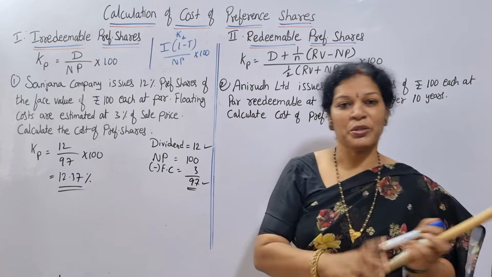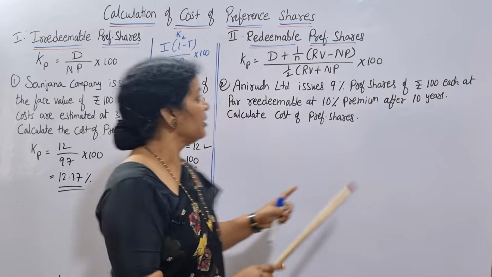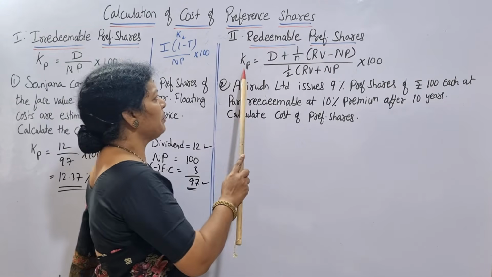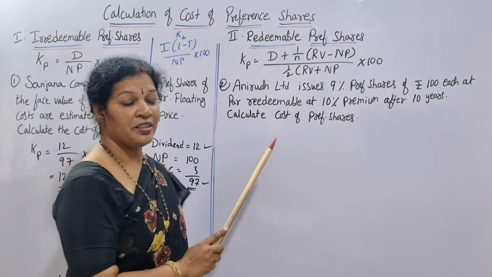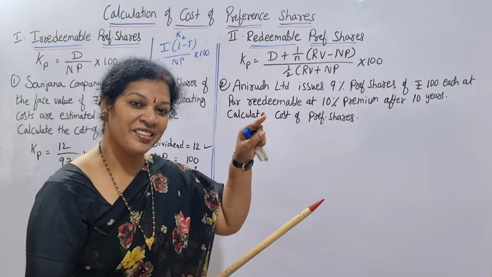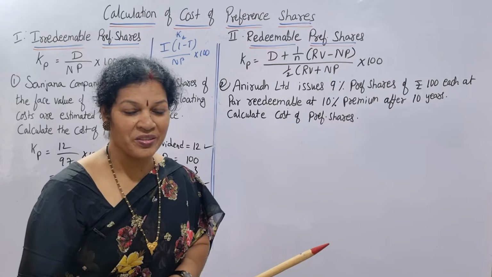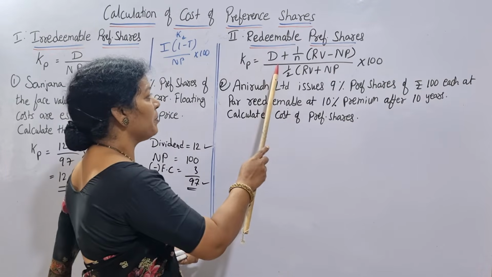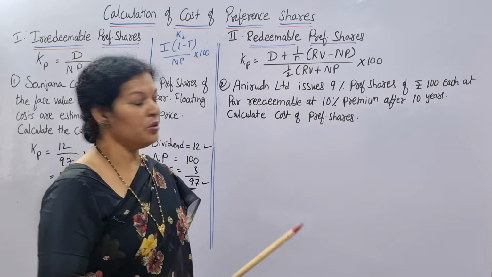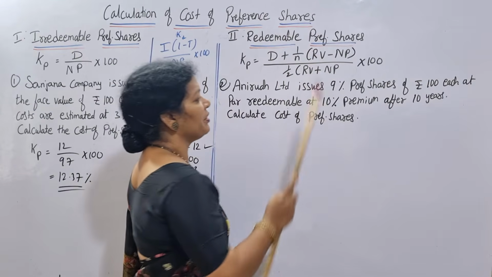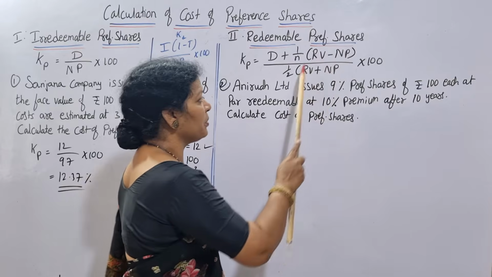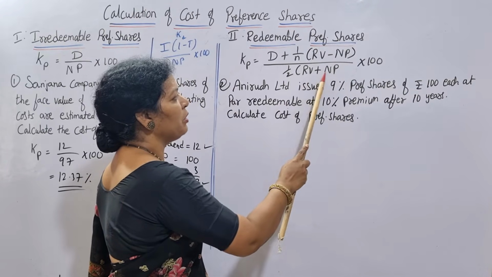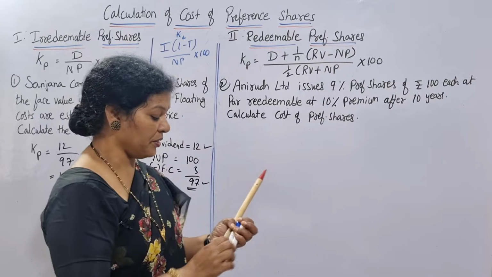Now coming to this redeemable. The redeemable formula is almost similar to the same one. Here Kp is equal to D plus interest, then 1 minus T was there. Now here there is no interest, so no 1 minus T. D plus 1 by N into RV, redeemable value, minus net proceeds, by 1 by 2 into redeemable value plus net proceeds, into 100. Okay.